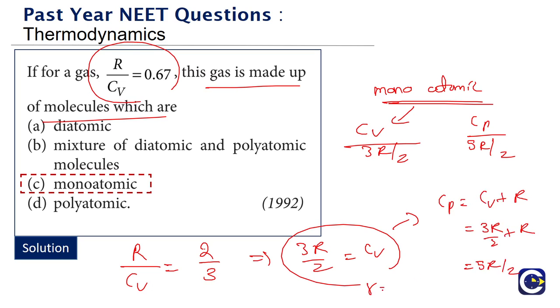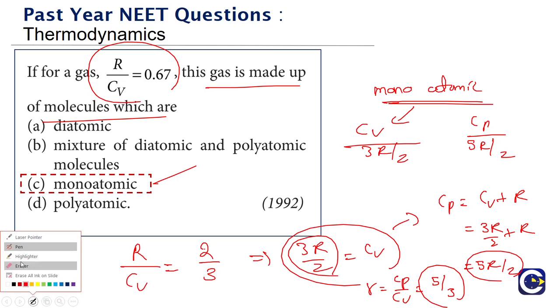Now we'll take the gamma. Gamma is what? Cp by Cv, which in this case will be what? 5R by 2 divided by 3R by 2. That will be simply 5 by 3. Gamma 5 by 3 means what? Monoatomic. Okay. So if you remember the Cp, Cv values, at least for the monoatomic and diatomic, we will be able to answer these kinds of questions easily if they come. Okay.